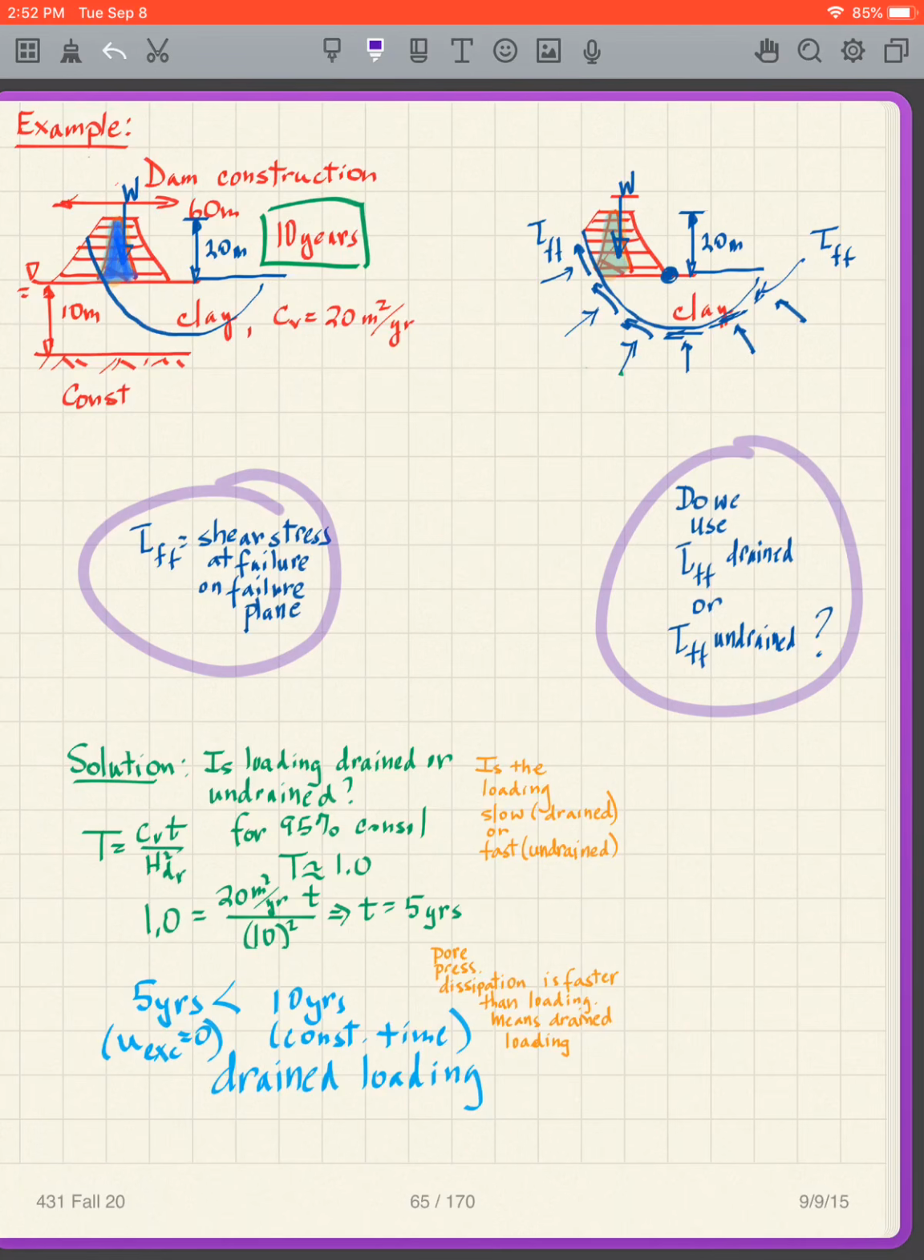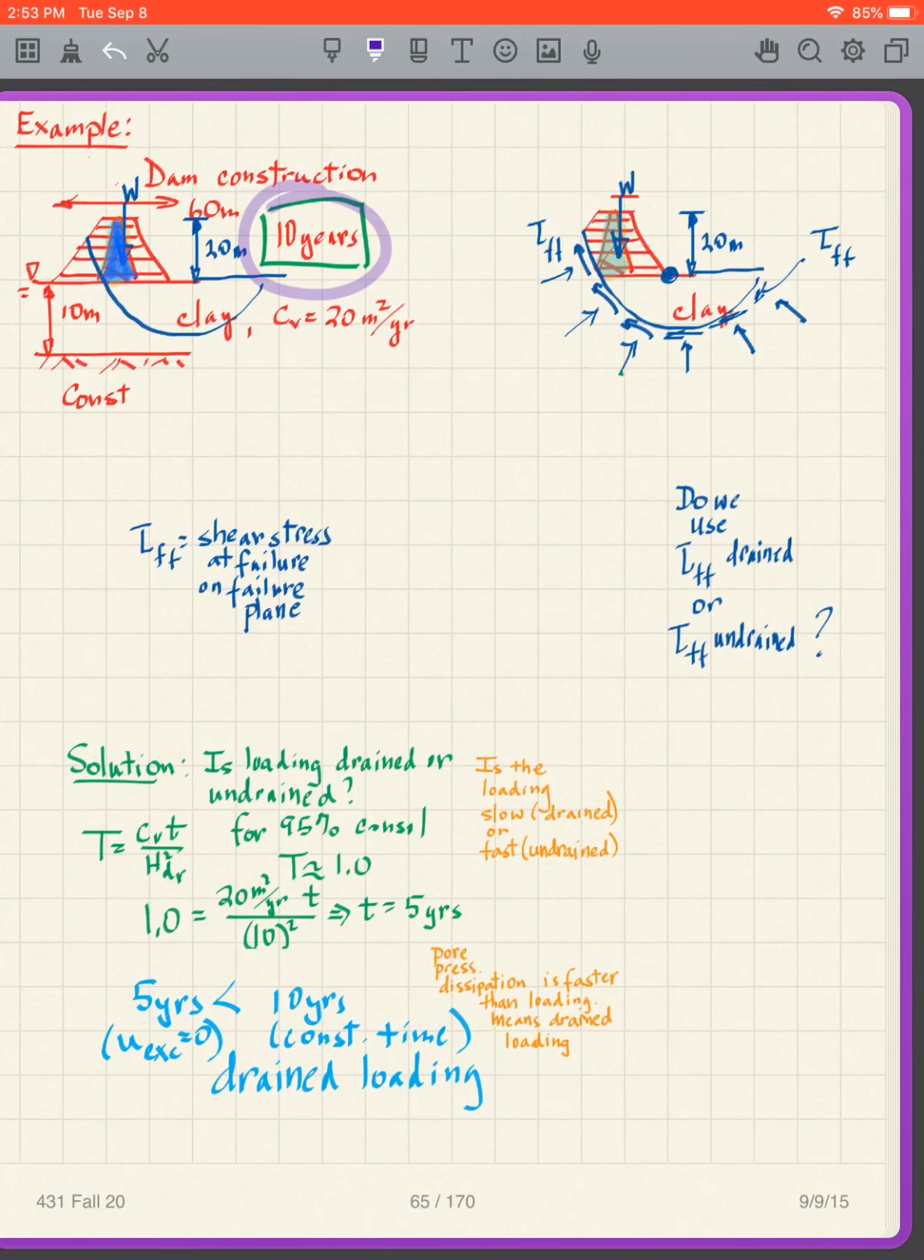We want to get this tau FF, but we need to ask ourselves, do we want the tau FF drained, or do we want the tau FF undrained? What we're saying is it's going to take us 10 years to build this dam. So I've got a C sub V of 20 square meters per year. So, here's the solution. Is the loading drained or undrained? Well, is the loading slow? If it's slow, it's drained. If it's fast, it's undrained.